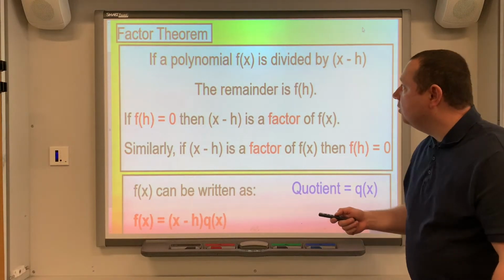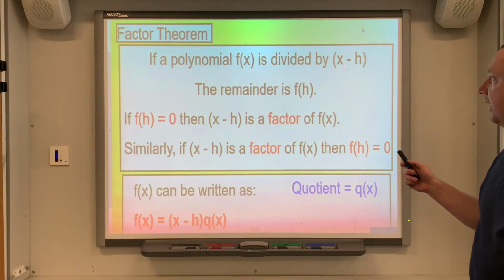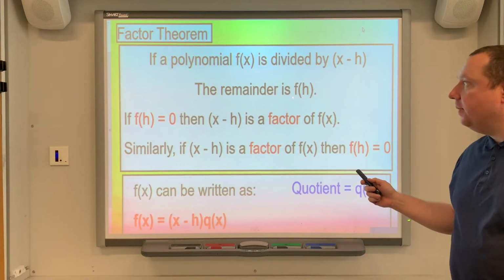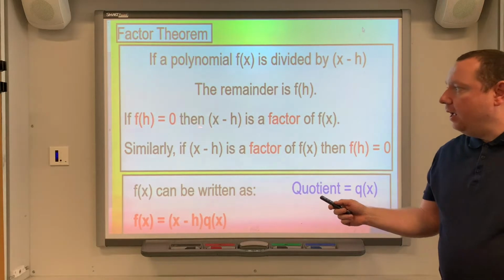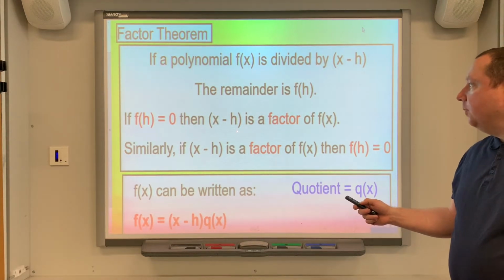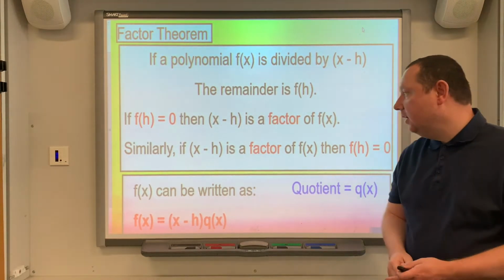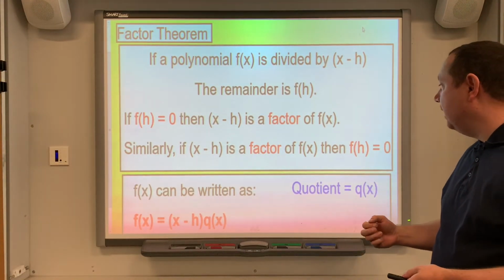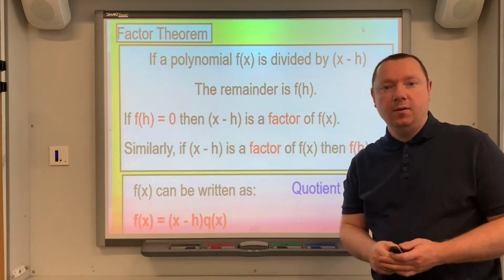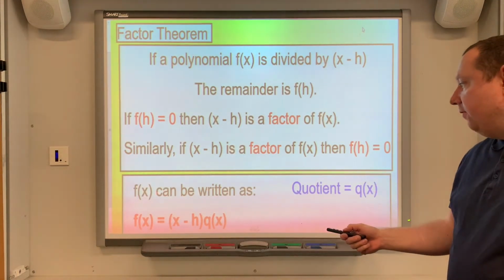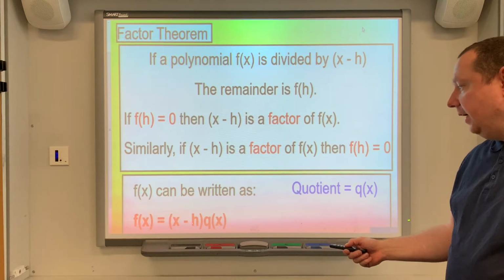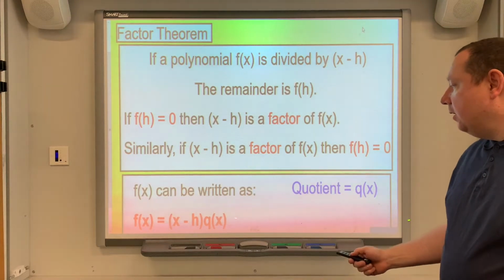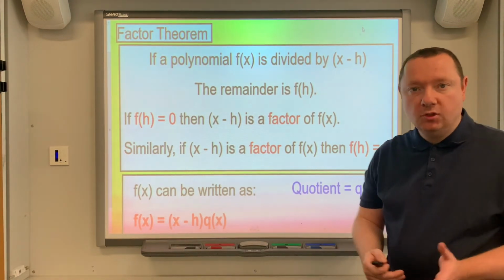The factor theorem. If a polynomial f of x is divided by x minus h, remember, the remainder is f of h. That's the remainder theorem. But if f of h was 0, that means that x minus h would be a factor of f of x. Conversely, x minus h is a factor of f of x if f of h is 0 in the remainder theorem. We can write f of x as f of x equals x minus h times q of x, where q of x would be some quotient. Usually that's plus remainder, but there's no remainder.